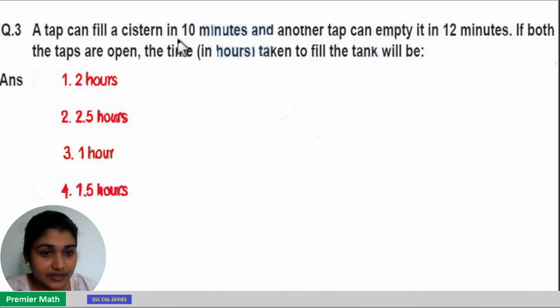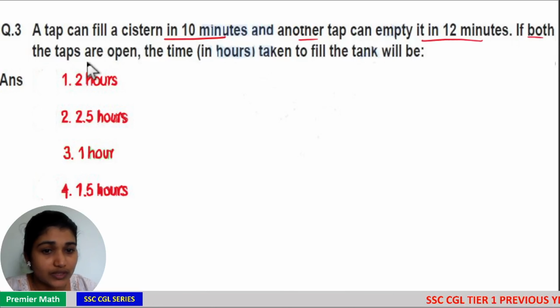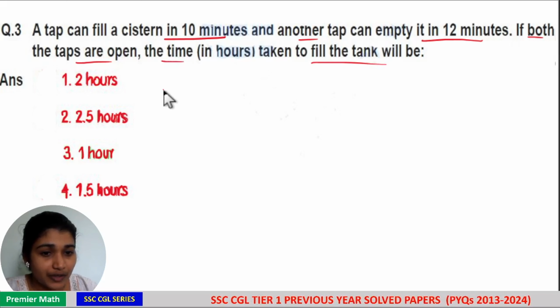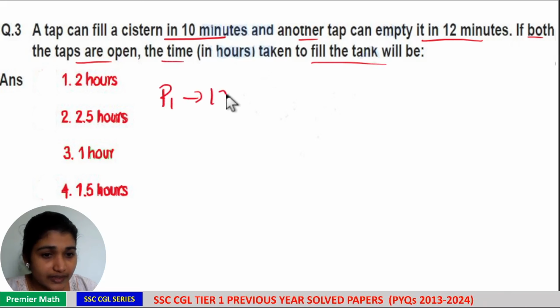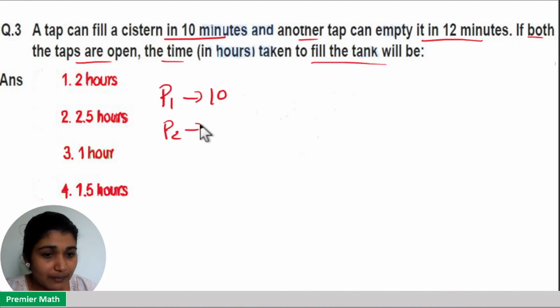A tap can fill a cistern in 10 minutes and another tap can empty it in 12 minutes. If both taps are open, the time taken to fill the tank will be. Here, the first pipe will fill the tank in 10 minutes and the second pipe will empty the tank in 12 minutes. So this is an emptying tank. Now both are doing the same work.